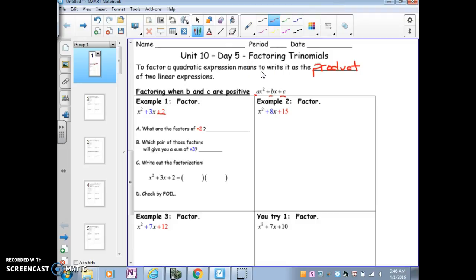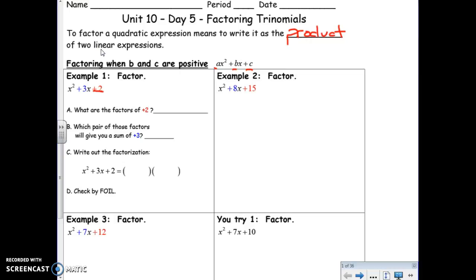This is all you really have to do. We're going to put our x's here and here, and then those two numbers, 1 and 2, go here, and you're done.